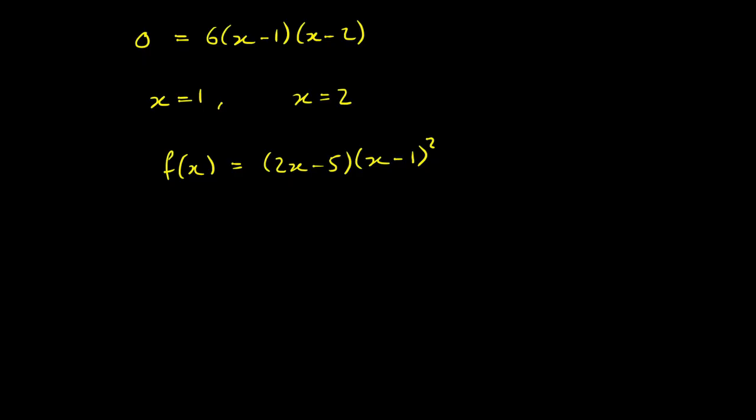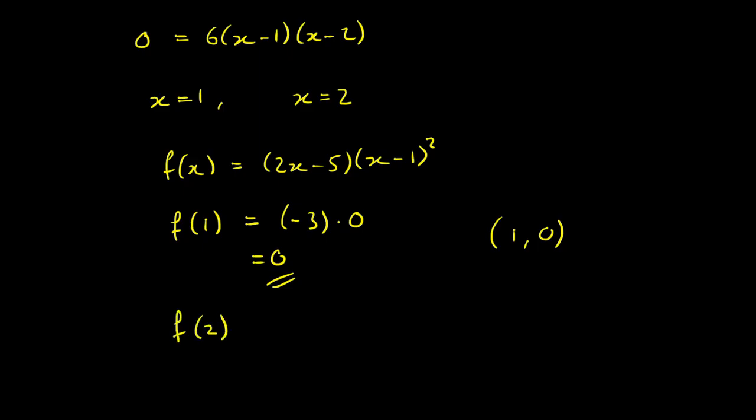So I want to find the function when x is equal to 1. So it's going to be 2 times 1, which is 2, minus 5 is negative 3. And then 1 minus 1 is 0, isn't it? So that's going to be equal to 0. So our coordinate there would be (1, 0). And now let's substitute in 2 into the function. So we get 2 times 2, which is 4, minus 5 is negative 1. And then 2 minus 1 is 1, all squared. And so that's going to give us a value of negative 1.